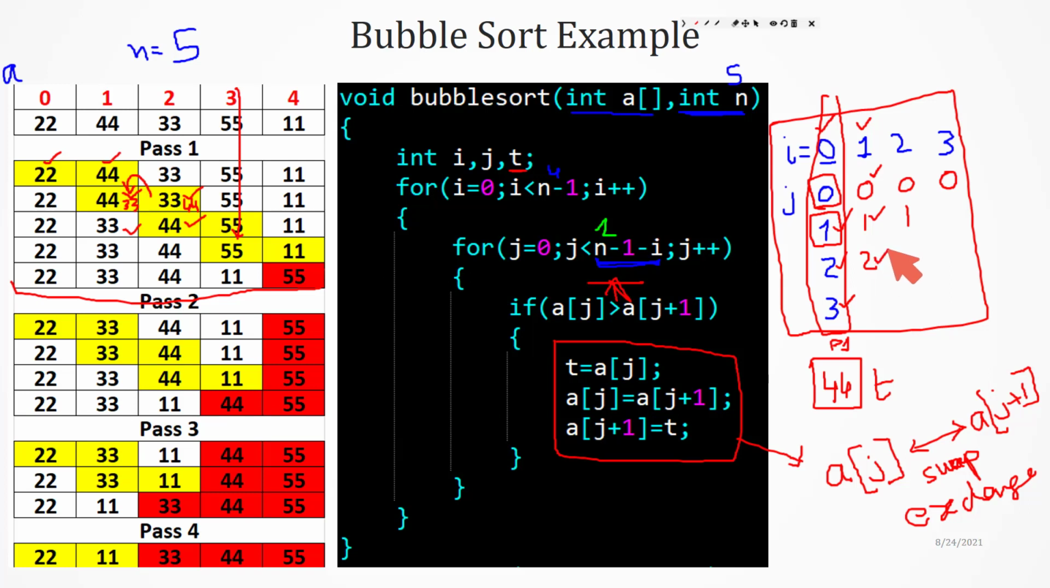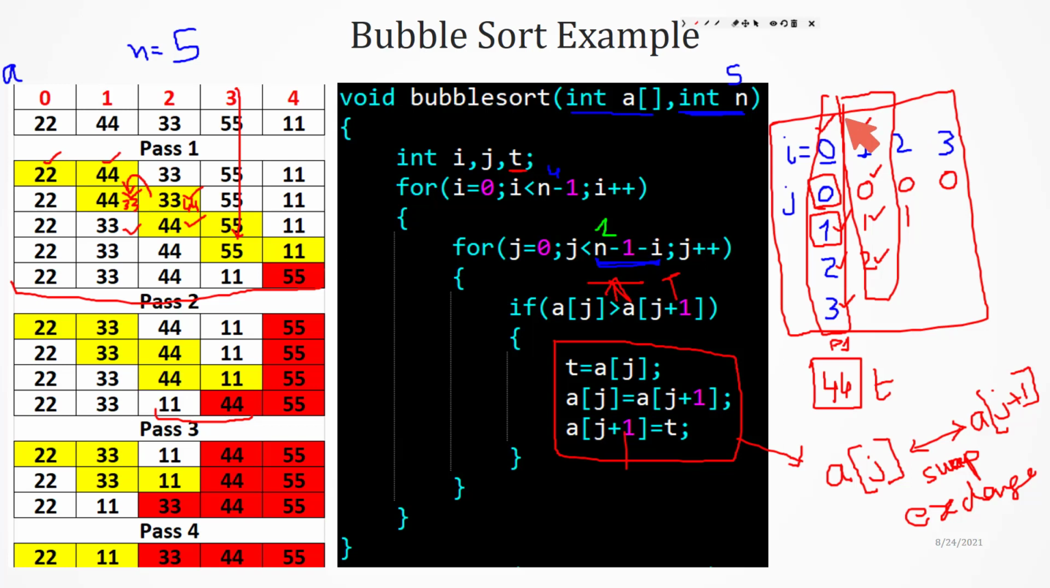Next, j value 2. A of 2 is 44, A of 2 plus 1 is 11. 44 greater than 11. So this condition is true. So these three statements are executed. So this 44 and 11 will be swapped. In the end I will get 11 and 44 here. So second pass is also completed.